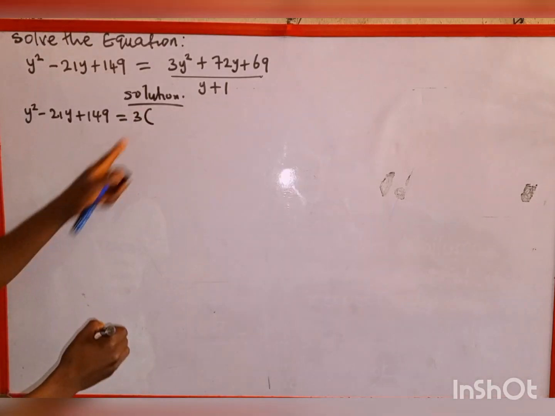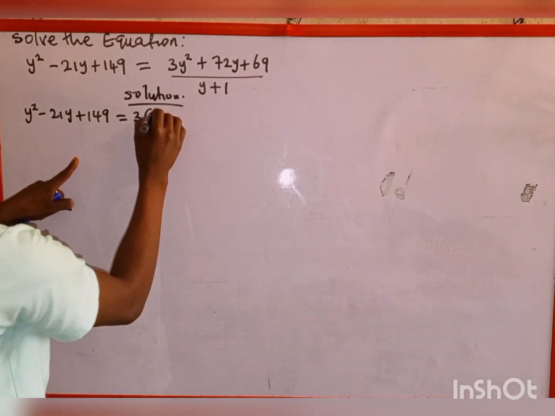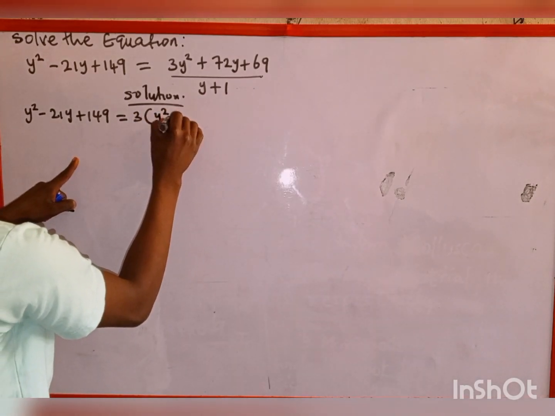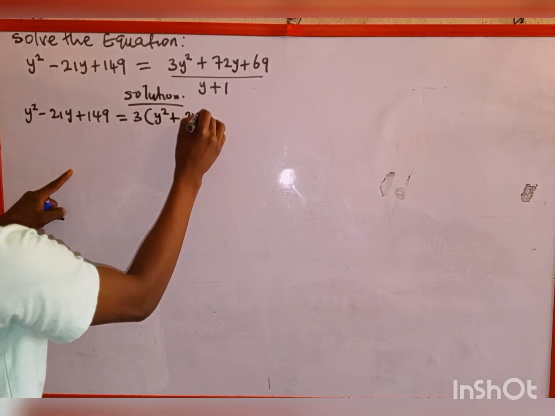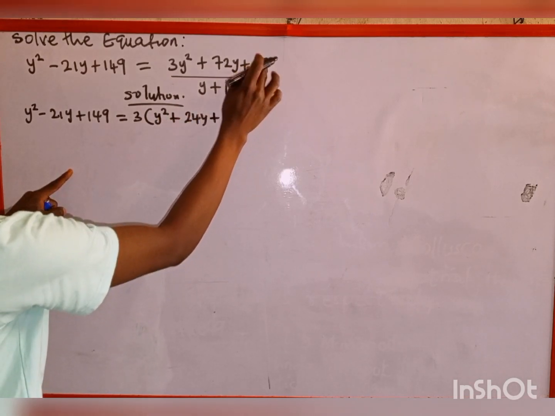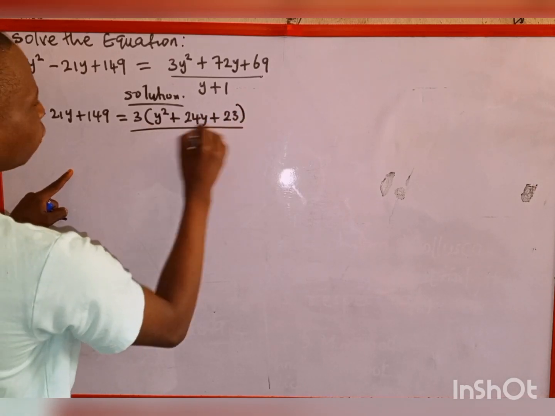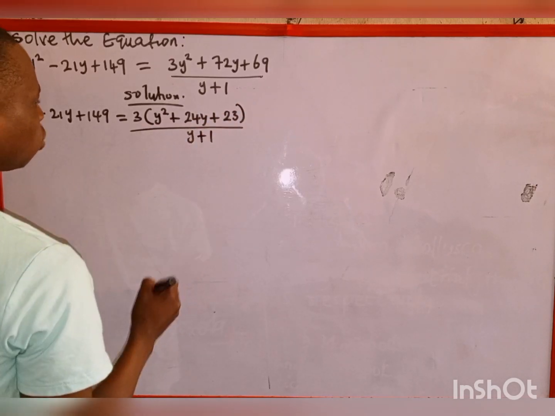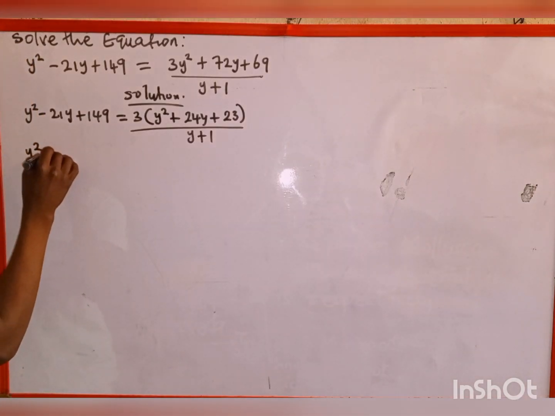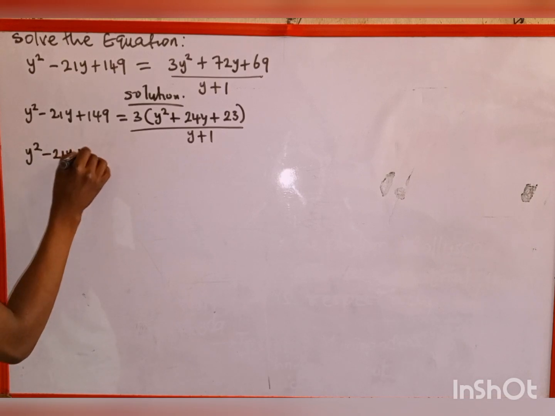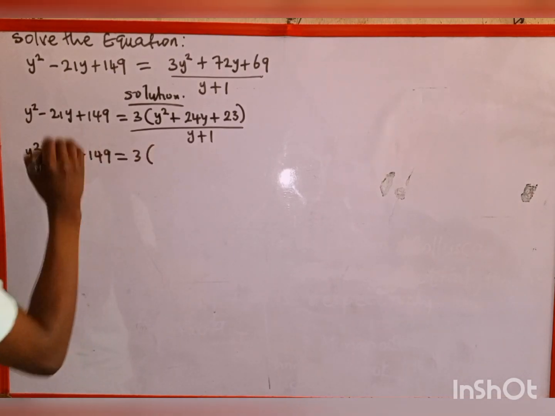Then we open bracket. 3y squared divided by 3 will cancel, it will remain only y squared, then plus 72 divided by 3 is going to give us 24, then y, then plus 69 divided by 3 is going to give us 23. So everything over y plus 1. So in the left hand side we still have y squared minus 21y then plus 149, which is equal to 3. Then we open bracket.